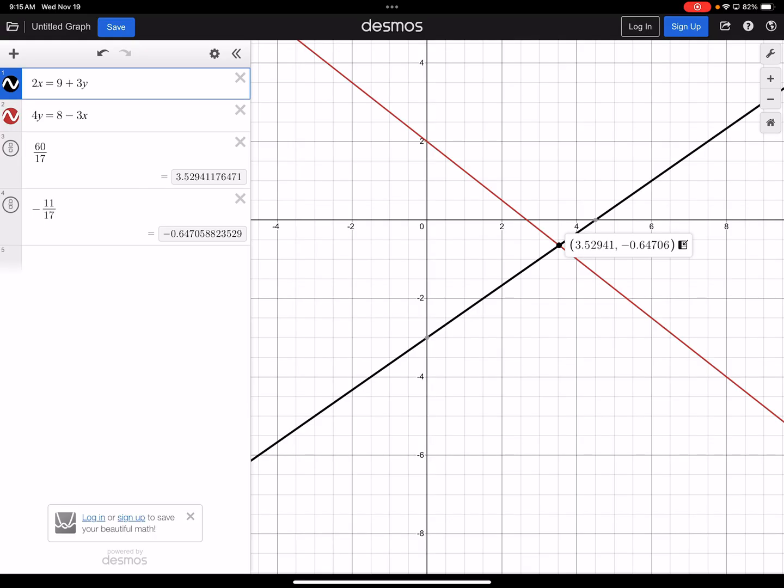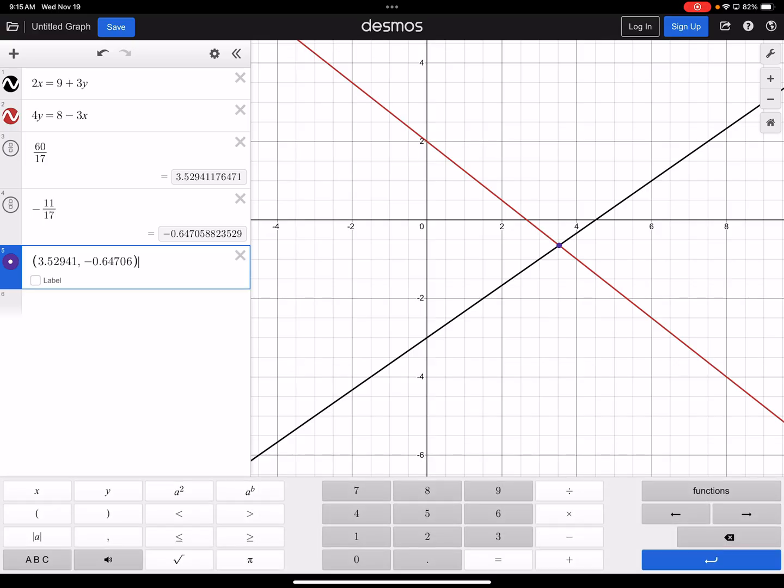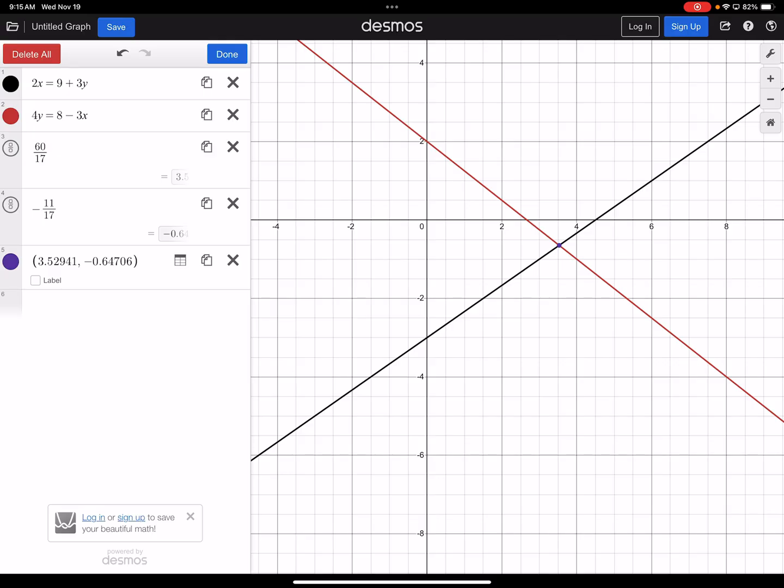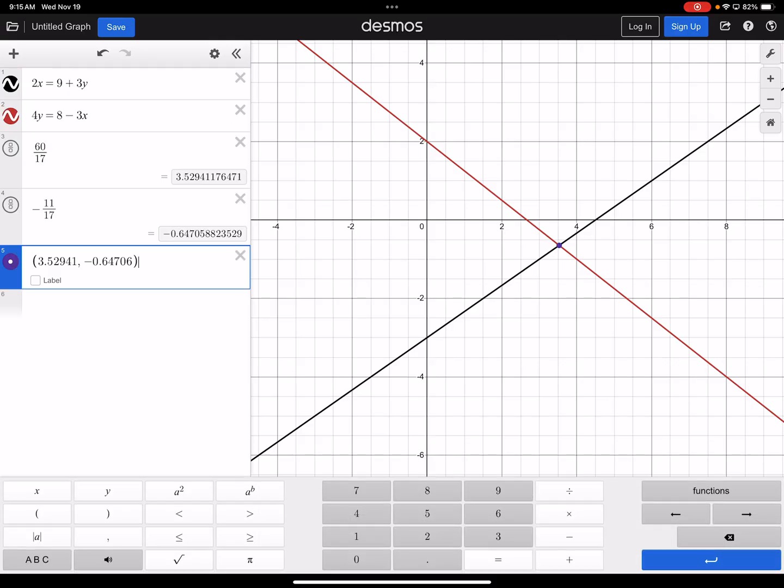Let's see if we can actually make that turn into, nope, we can't make it turn into a fraction. Sorry, guys. So they are giving us the answer in decimal format, which was 3.52941 with negative 0.64706. And sure enough, when we put in our fractions of 60 over 17 and negative 11 over 17, those are those decimal approximations.